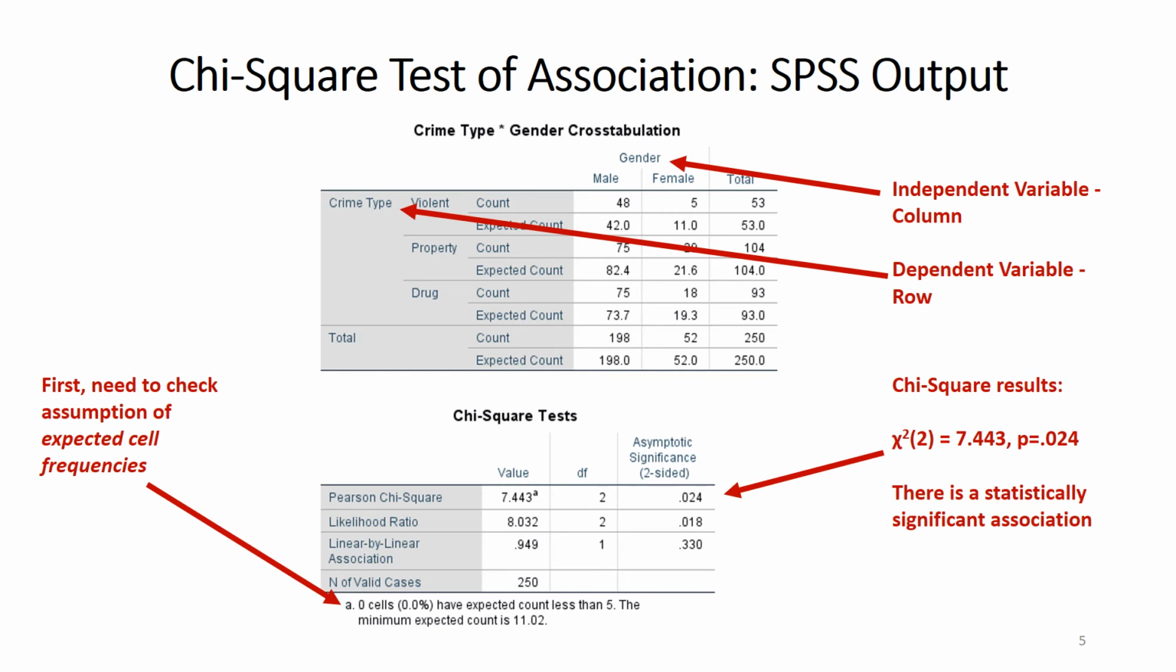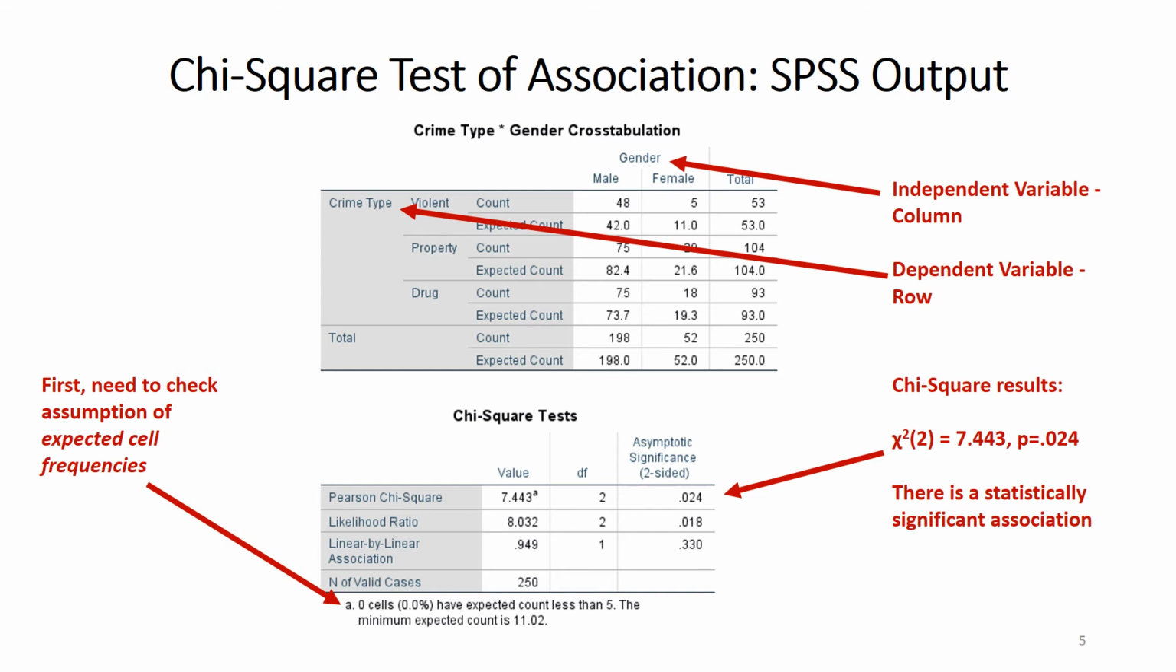And then finally, we need to know our significance, our p-value. It's a 2-sided test, so you look at the column that says asymptotic significance, 2-sided, and you get the p-value of 0.024. So we put that all together, and I have it written out there in red on the right side of the slide where we have the chi-square results. Our chi-square with the degrees of freedom of 2 equals 7.443 and an associated p-value of 0.024.